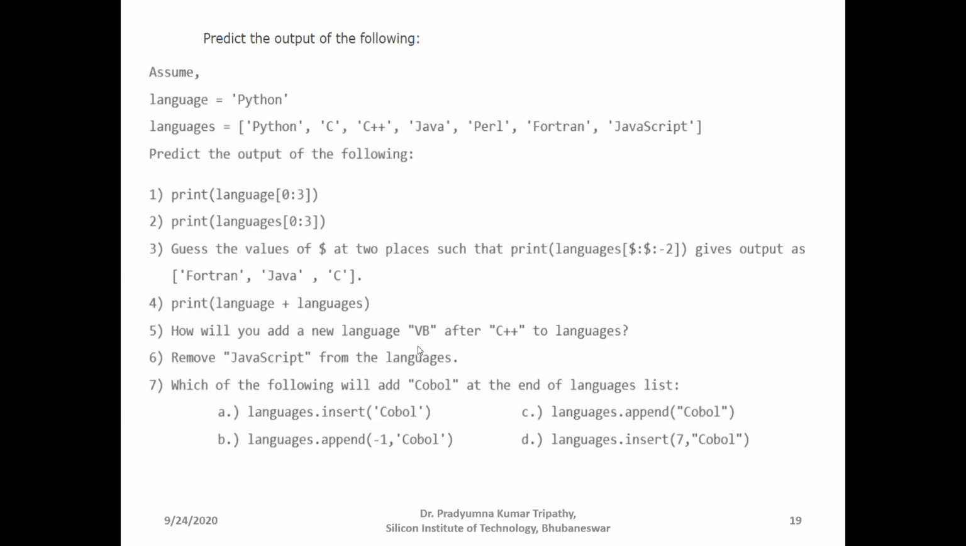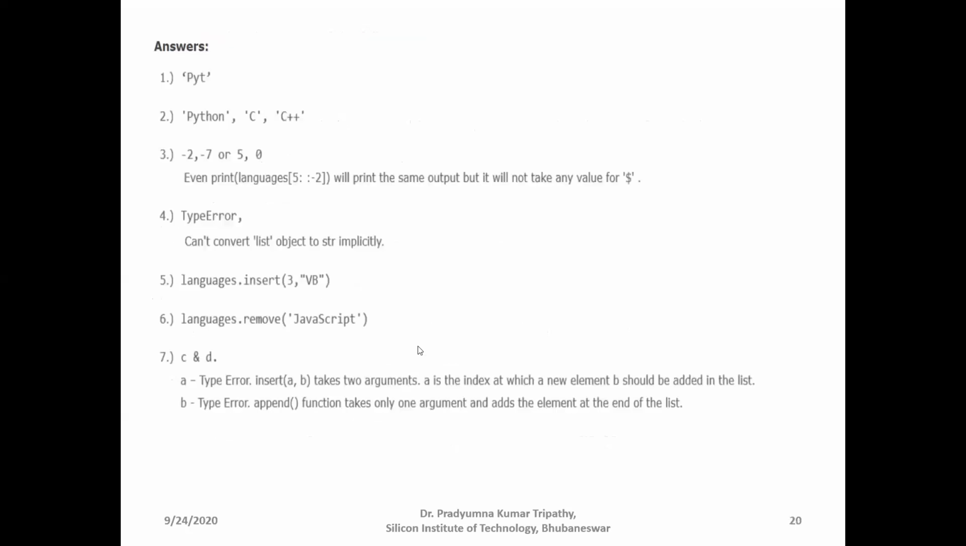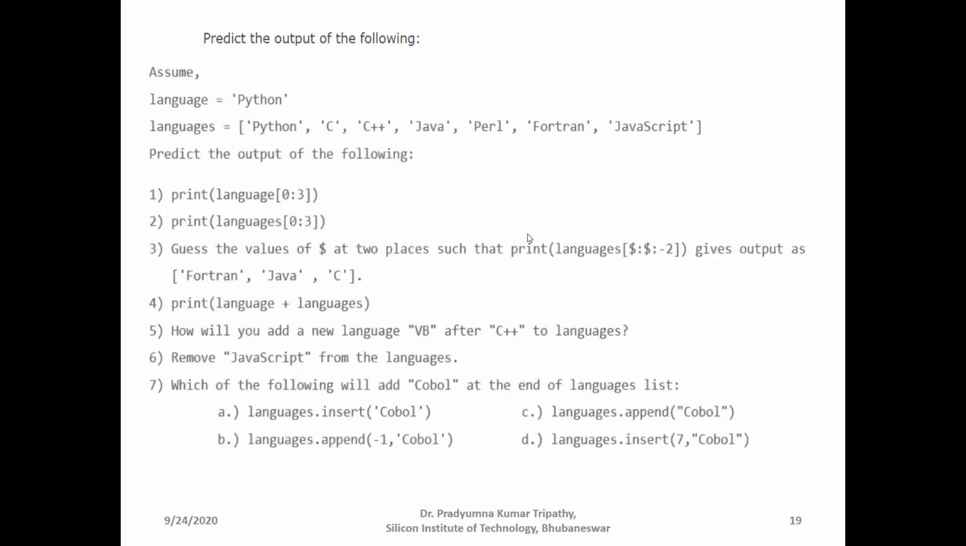Is it understood? Yes, Sir, question number 3. Okay. Question number 3. I want to print from Python, Java and C. Can you see there is a difference of 2 or not? It is a difference of 2. Yes, sir. The difference of 2 is given.